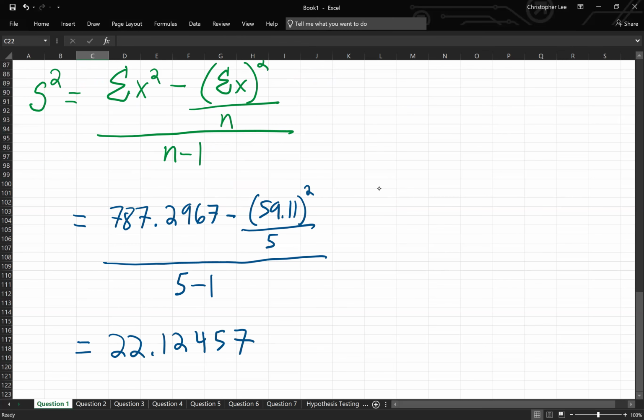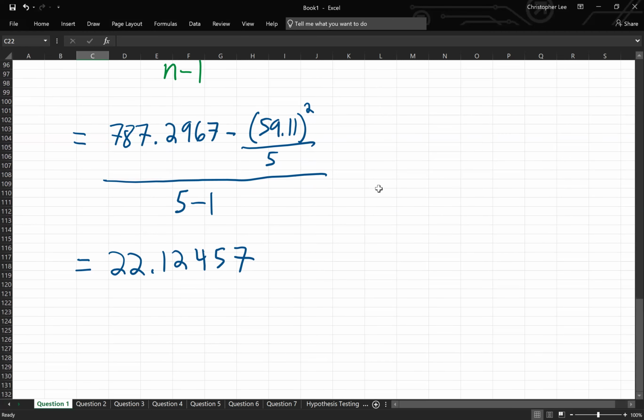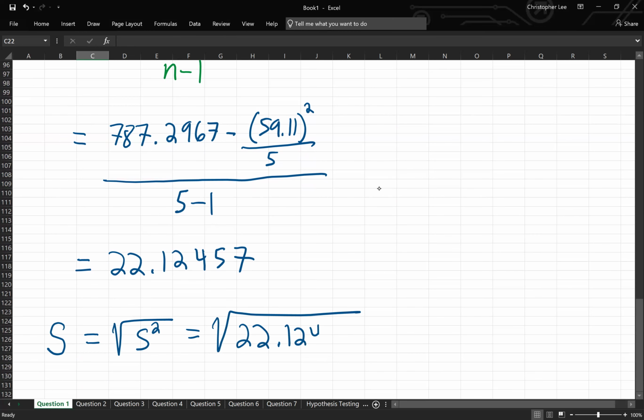Do we agree? Everybody else got the variance? All right. And then last but not least, the question that they asked us, what is the standard deviation? Your standard deviation is always a square root of your variance. So that means I'm going to square root the 22.12457. And what do I get? What's my answer? 4.736.